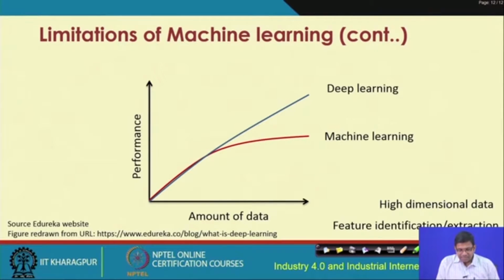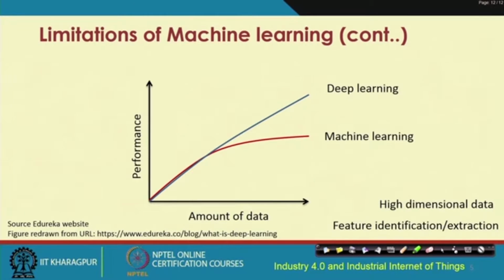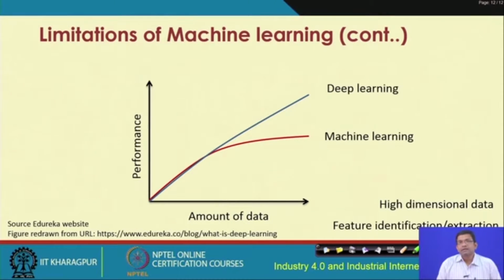So, this is basically how ML and DL compare with one another with respect to the volume of data. If you see, with the increase in the volume of data and the dimensionality of the data, DL gradually becomes more and more popular and useful, and its performance improves, whereas the performance of ML will gradually come to a stagnation. The other limitation was that feature identification and extraction is required in ML, whereas it is not required explicitly in DL.